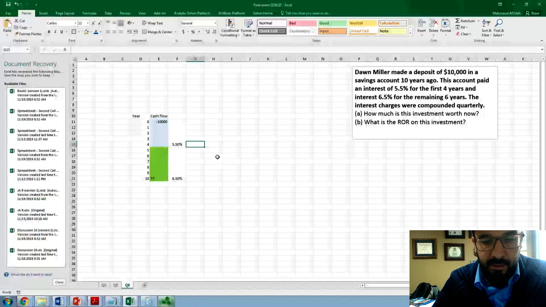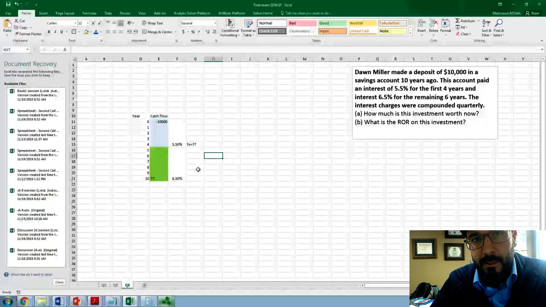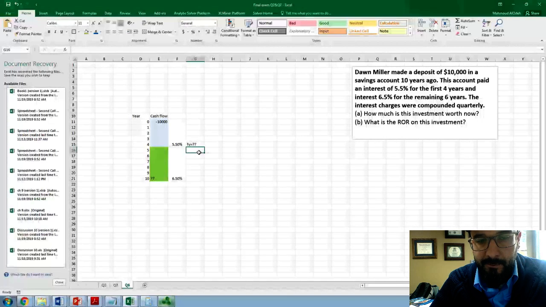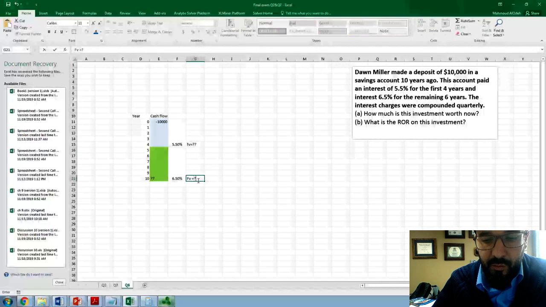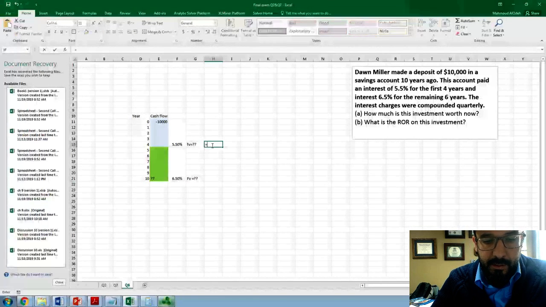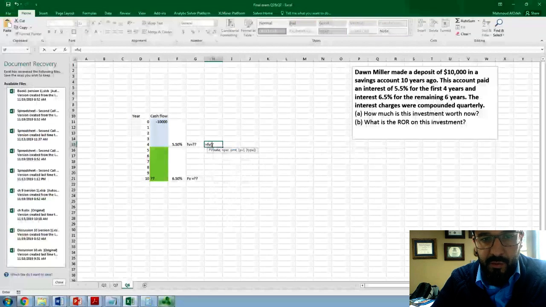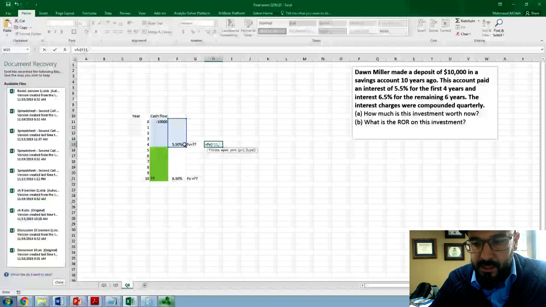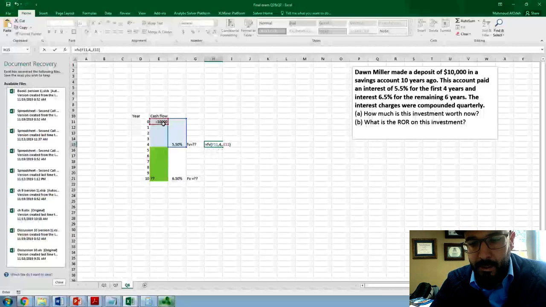So the first step is to find the future value by the end of year 4, and then whatever the amount is, we're going to use it as the present worth for the beginning of year 5, and then find out the future value at the end of year 10. To find the future value, the FV function will be used, and the rate would be 5.5 for the first 4 years, and then the number of years, we're going to invest this for 4 years, and then no payment. The next parameter would be the present value, and that would be a negative $10,000, and close the parentheses.